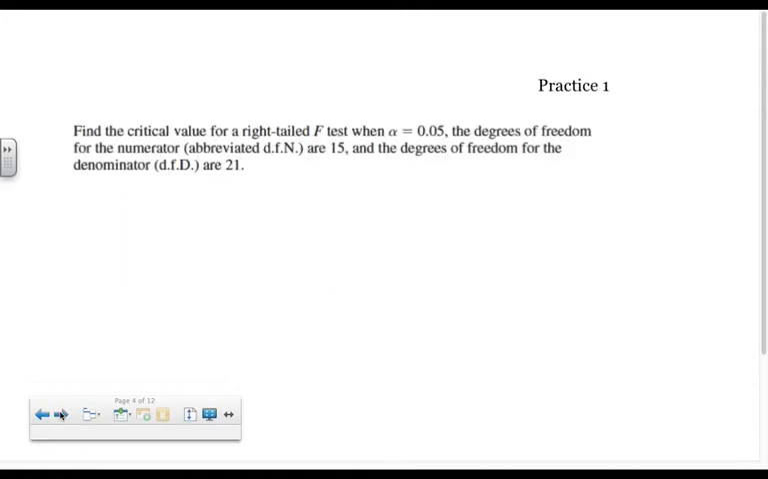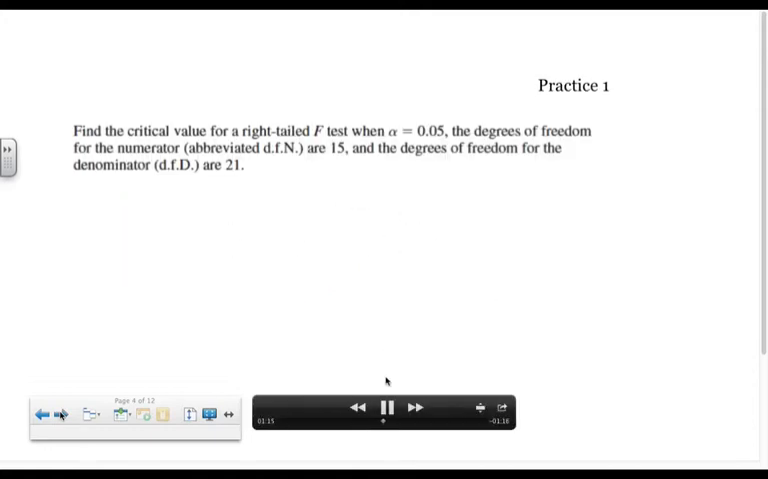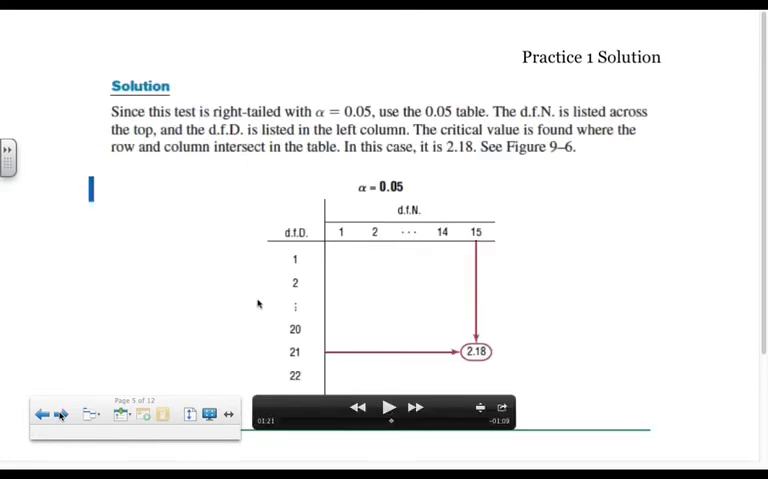Now, practice 1 is really nice because it actually gives you the chart. So go ahead and write down what you need from this, and then let's look at the solution. Okay, so here's the solution. So it's a right-tailed test with alpha equals 0.05. So there's more than one table. This is the thing with this. There's multiple tables for these. So there's a 0.05 table. The degrees of freedom of the numerator is going to go along the top, and the degrees of freedom of the denominator is going to go along the bottom. And then you simply look for the number that they match up together. In this case, 2.18.